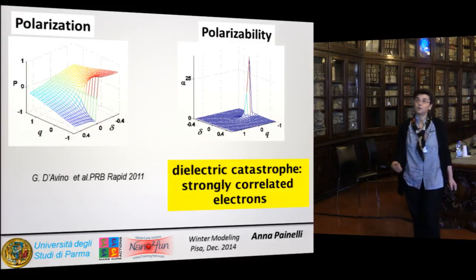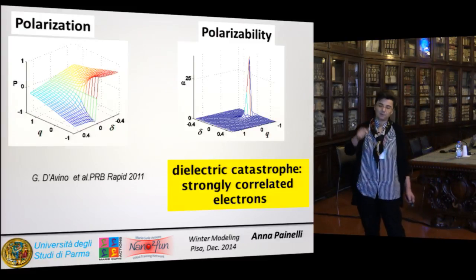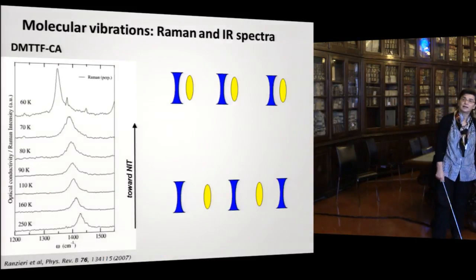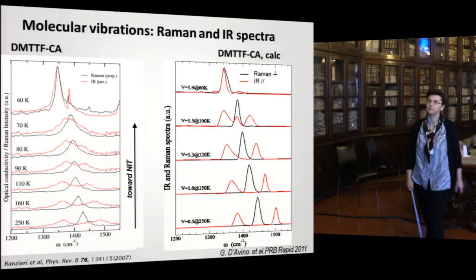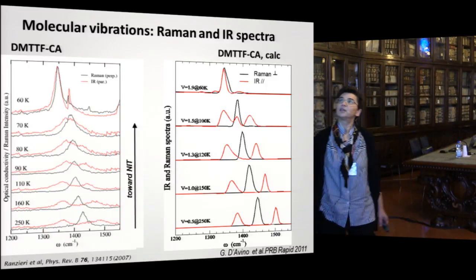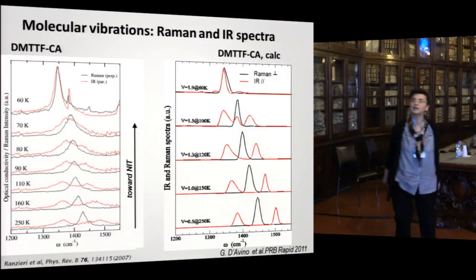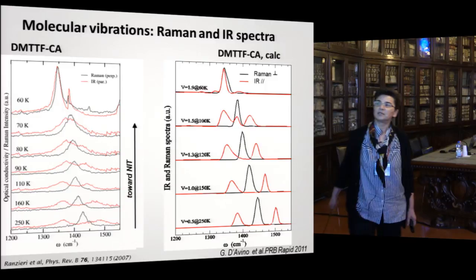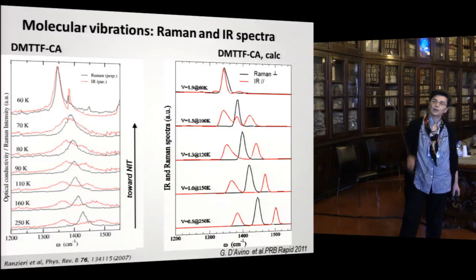In any case, we now have the dynamics, the polarization, the polarizability. We can calculate the spectra. So again, this is the experiment, and this is what we calculate. Raman is not particularly interesting. Look at the infrared.